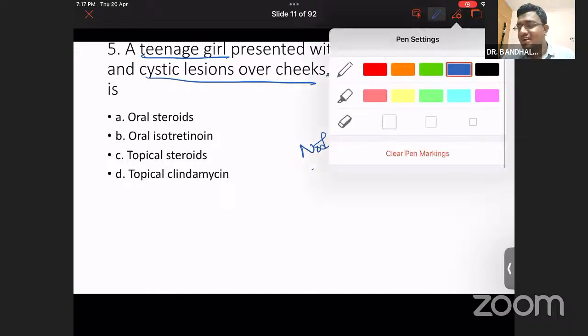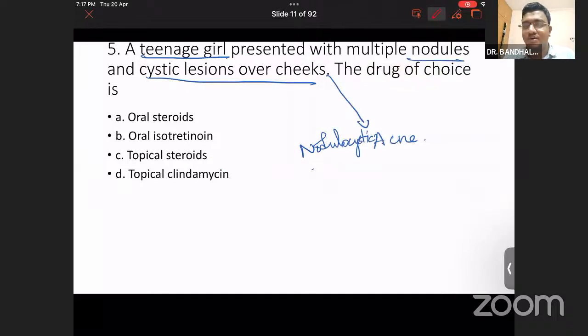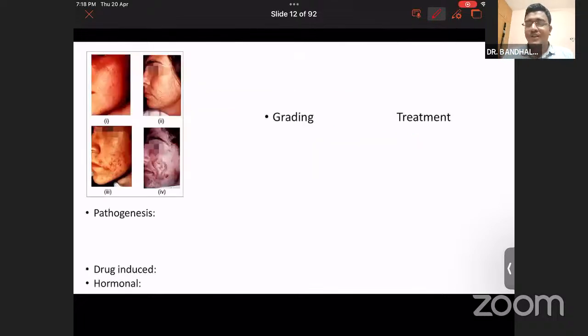If there is acne, automatically two options are ruled out: oral steroid and topical steroid. The options pending are topical clindamycin and oral isotretinoin. Both are used in acne. The problem is that we have to see the grading of acne, which grade the patient is presenting with. There are 4 gradings. The first grading is more of comedones.